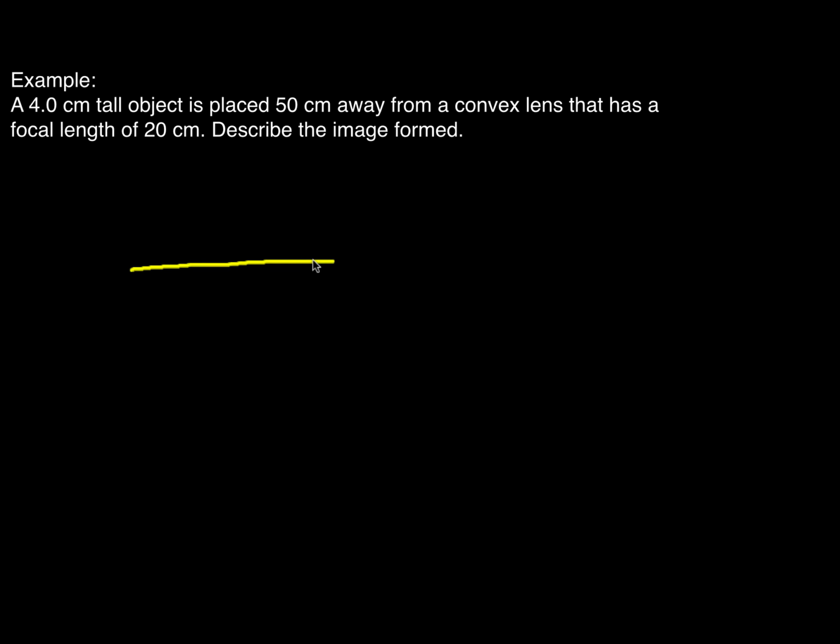We start by drawing our convex lens. The convex lens has a focal length of 20 centimeters. The secondary focus is symmetric on the other side. The 2F point is at 40 centimeters.